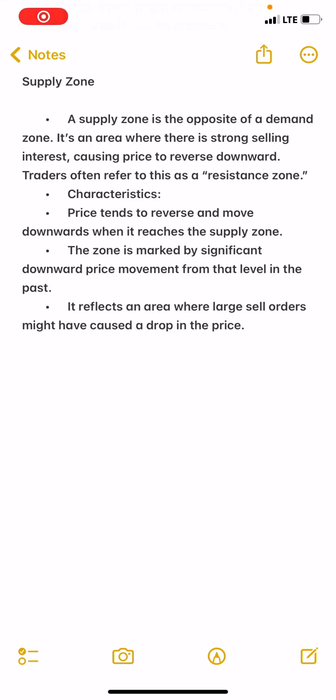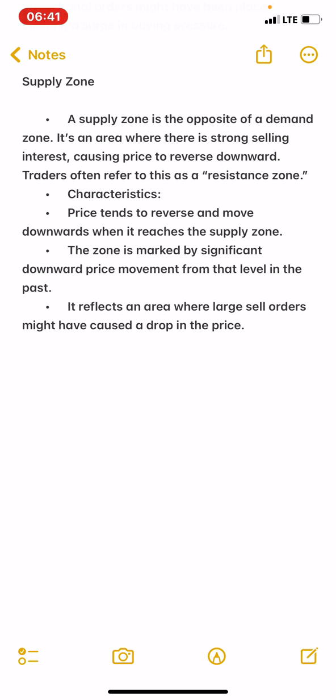Some supply zone. Okay, supply zone is the opposite of demand area or demand zone. So here the definition says that a supply zone is the opposite of demand area. It is an area where there is a strong selling interest causing price to reverse downward. Traders often refer to it as a resistance zone.